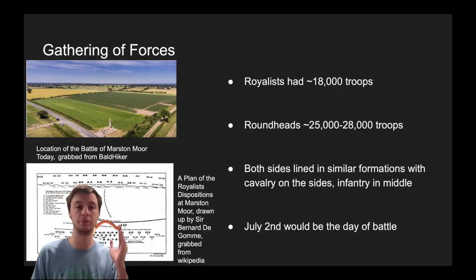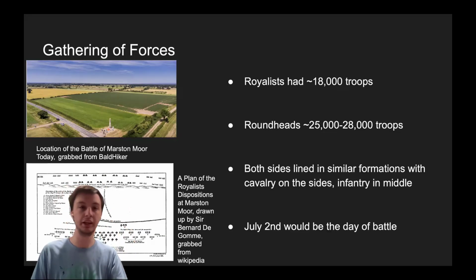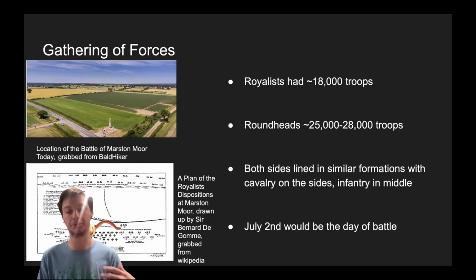So he set out to go to Marston Moor, as seen in the top left, the flatlands. It wasn't exactly like that back then, but you can get a grasp of what the conditions might have been like to meet this large Roundhead force. Both sides would line up in similar formations with cavalry on the sides and infantry in the middle.